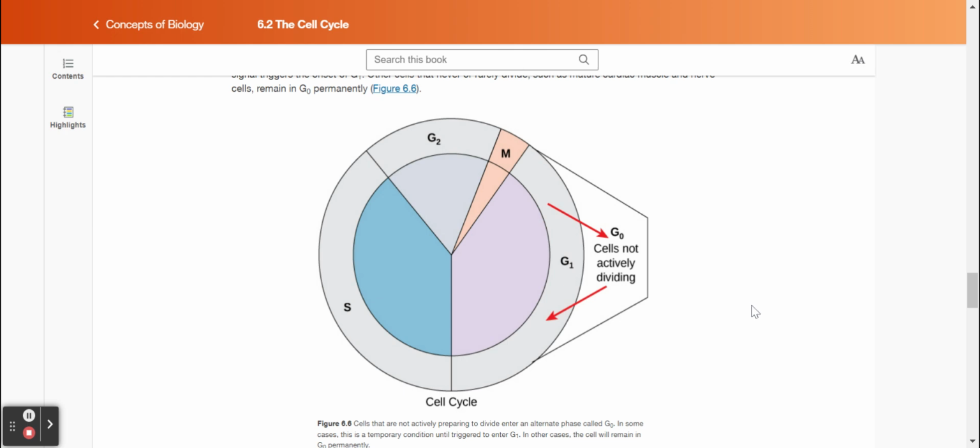Figure 6.6. Cells that are not actively preparing to divide enter an alternate phase called G0. In some cases, this is a temporary condition until triggered to enter G1. In other cases, the cell will remain in G0 permanently.